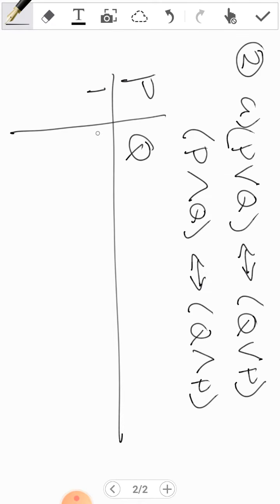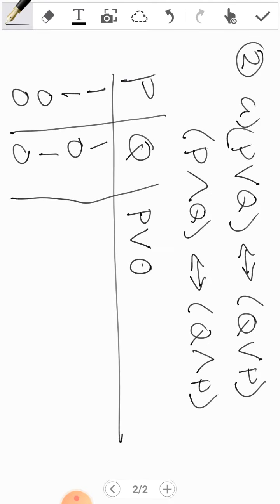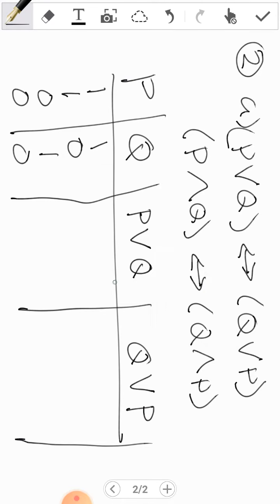And we have 1, 1, 1, 0, 0, 1, and then 0, 0. We need P or Q. We have Q or P. So we want to show that this proposition is just equivalent to Q or P. So P or Q, we consider P first. If one is true, then this must be true. If one proposition here is true, P or Q must be true. Both are false, this must be false.